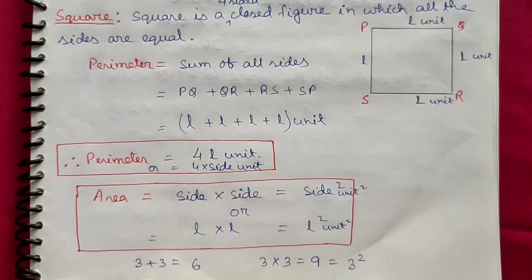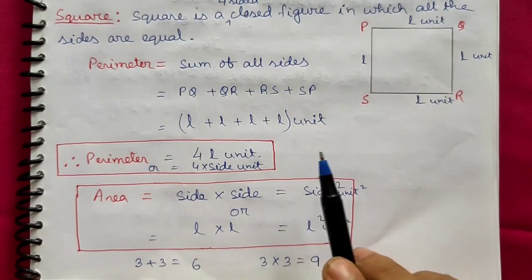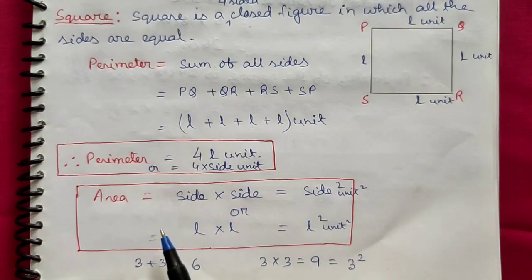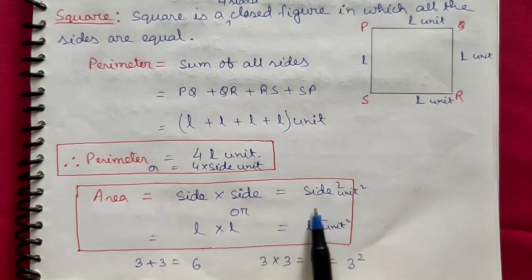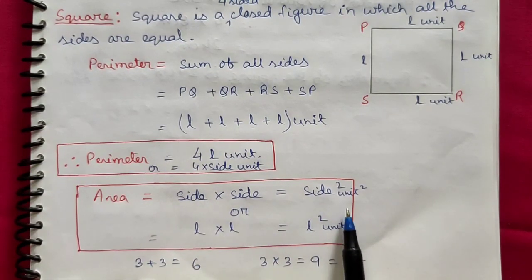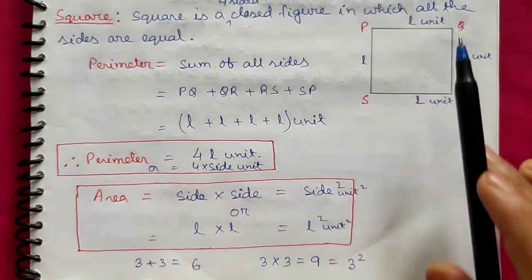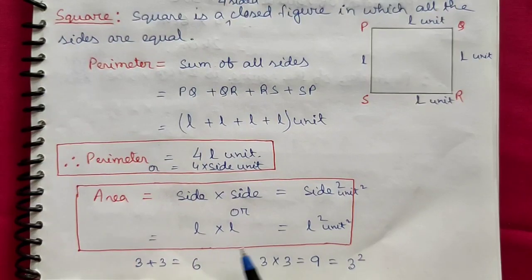So area means what? Area is the total surface covered by an object. We can find the area of a square when we multiply side with side. So the area of a square is side into side, which we can write as side square, and as there is a unit with the side, it will be unit square. And as I told earlier, if we put the value of PQ as L, it will be L into L, which is L square unit square.